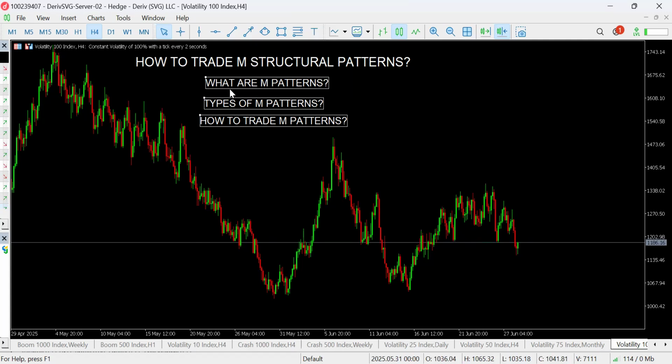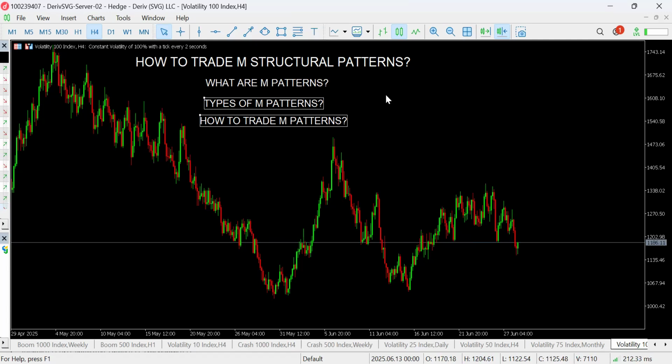So if we are to answer the question, what are M patterns? I would say they are bearish patterns. They are bearish reversal or continuation patterns. I say this because they are mainly prevalent in a bearish or downward moving market.